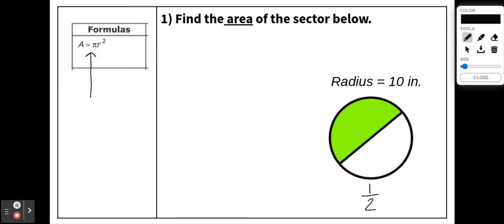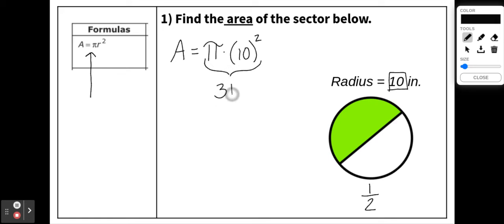So first thing we're going to do is to find the area of the entire circle. So we're going to start off by area equals pi times the radius squared. And it looks like we're given the radius of 10 inches. So I'm going to put 10 right here for radius. And then I'm going to use my calculator and find out what is 3.14 times 10 squared. And your calculator is going to tell you that that is 314. And so that's the area of the entire circle.